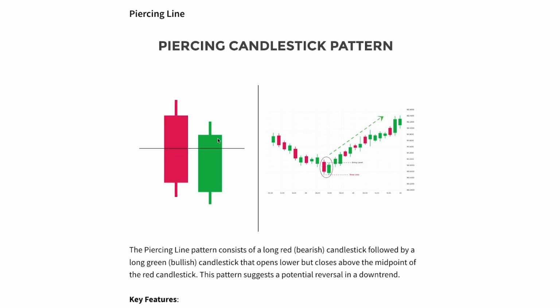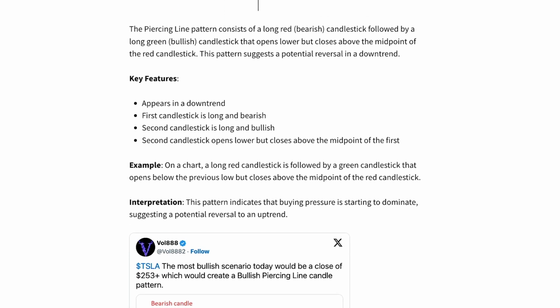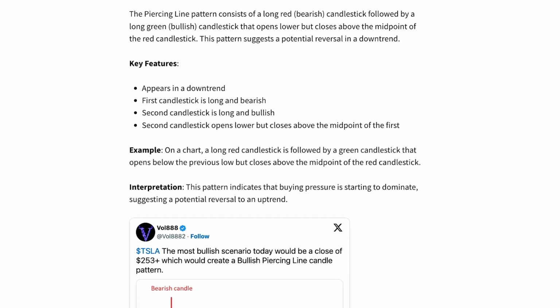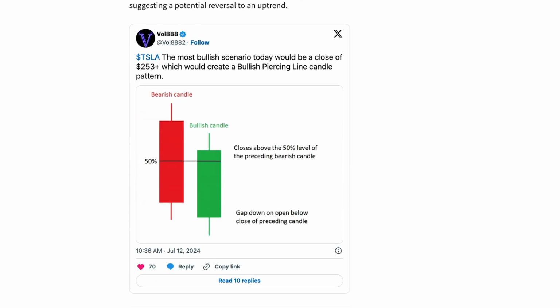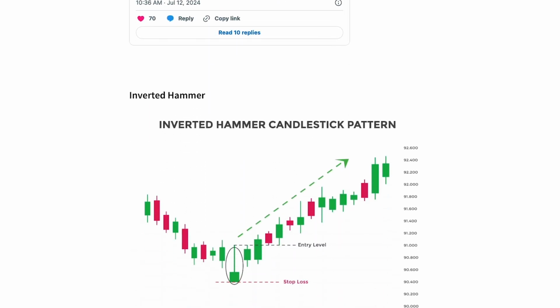So again, this closing price is higher than the halfway point of the previous bearish candlestick. So again, key features: appears in a downtrend. The first candlestick is long, the second one is long and bullish, and the second candlestick opens lower but closes above the midpoint of the first one. So that's a piercing line candlestick pattern. And again, some good references on X explaining these even further.